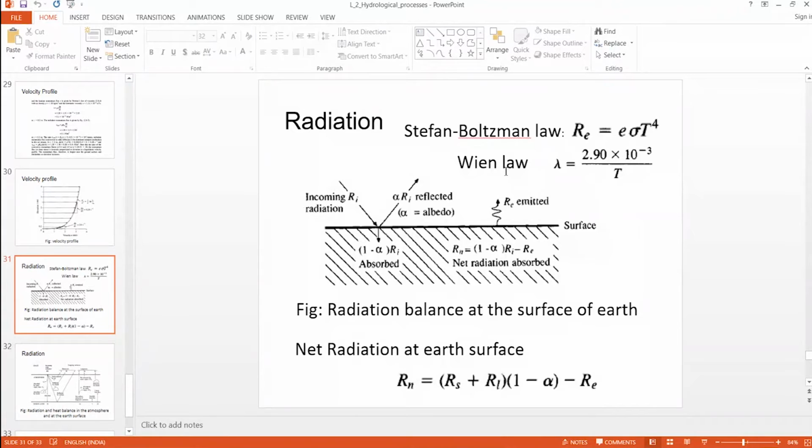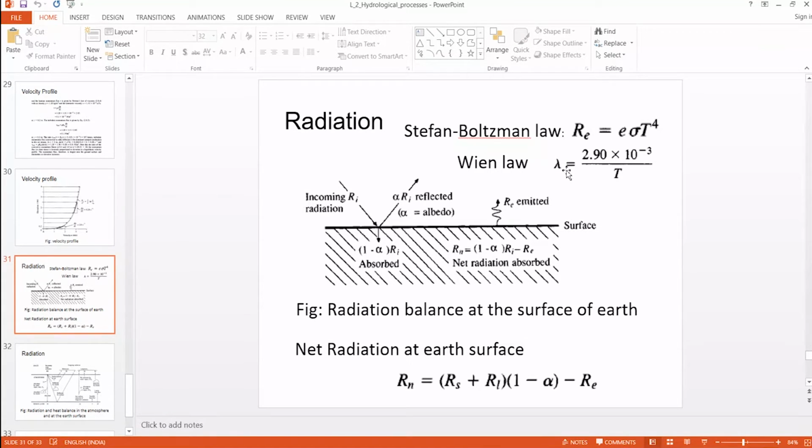So for that, Stefan Boltzmann has given an equation: emitted radiation is equal to E sigma T power 4. E is a constant called emissivity. If emissivity is very high, that means the emitted radiation is very high. And this emitted radiation has a wavelength and frequency.